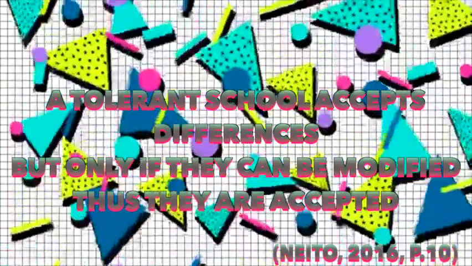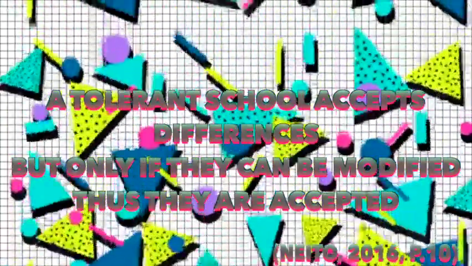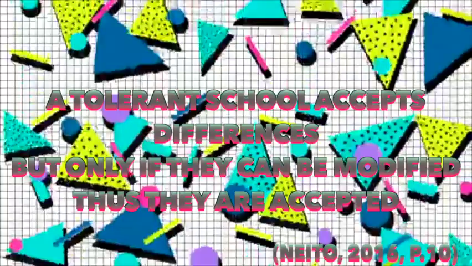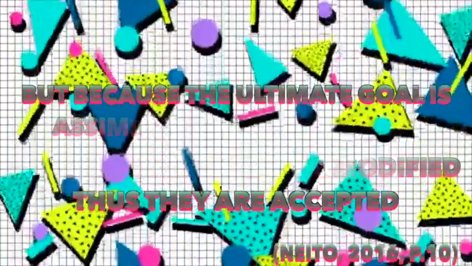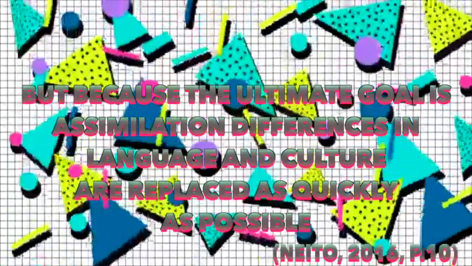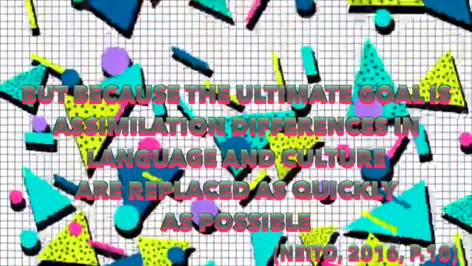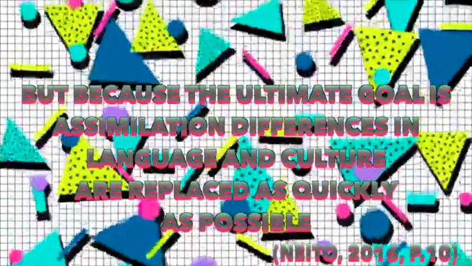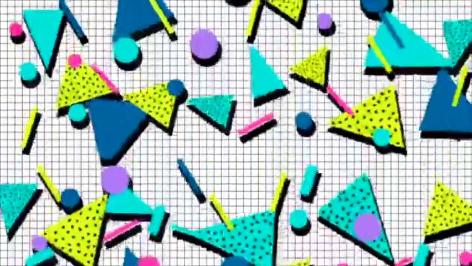Let's take a look at another quote. And I quote, "A tolerant school accepts differences, but only if they can be modified. Thus, they are accepted, but because the ultimate goal is assimilation, differences in language and culture are replaced as quickly as possible." Whoa, Matthew, please, sit boy, sit.